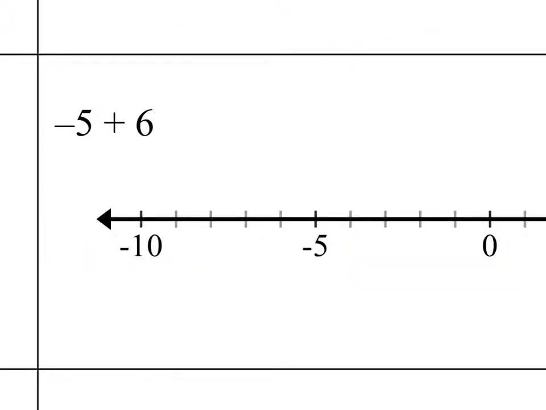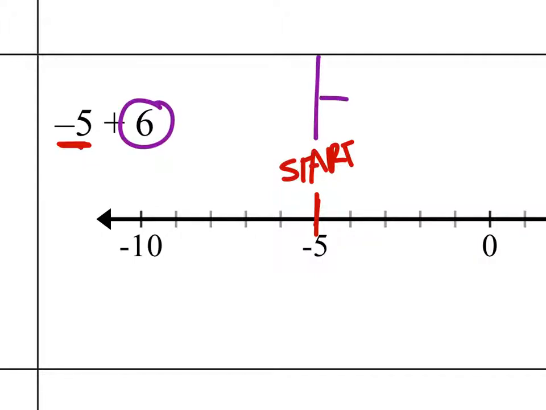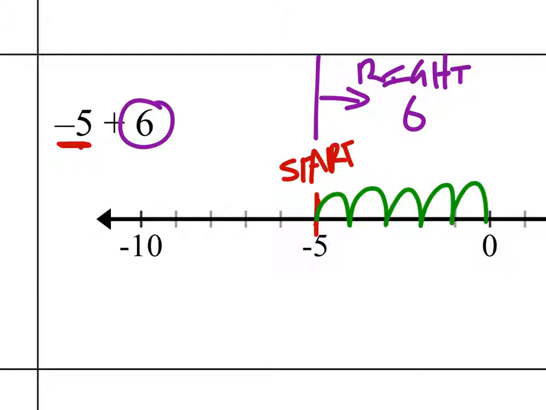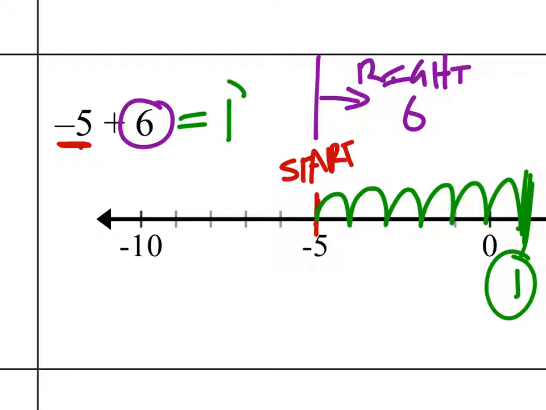So on the number line, once again, the first number tells us where we're going to start. That's at -5 is where we will start. And from here, we're going to move to the right because this is a positive 6, and we're going to move to the right 6 units. So let's go and count those out. To the right 6, 1, 2, 3, 4, 5, and a 6. That takes us to 1. That would be our sum for this particular problem.